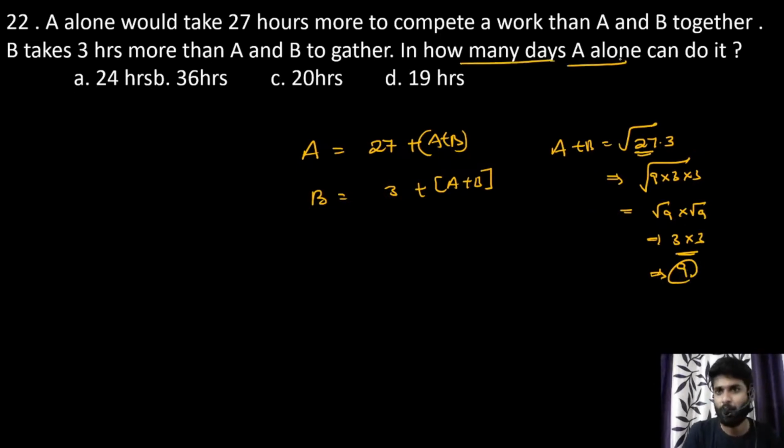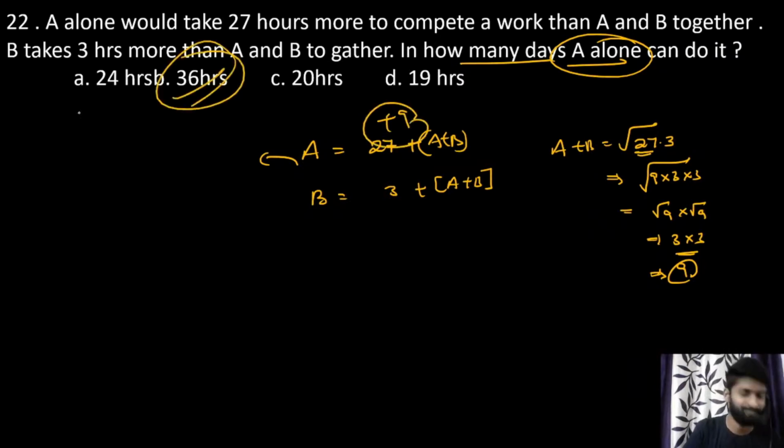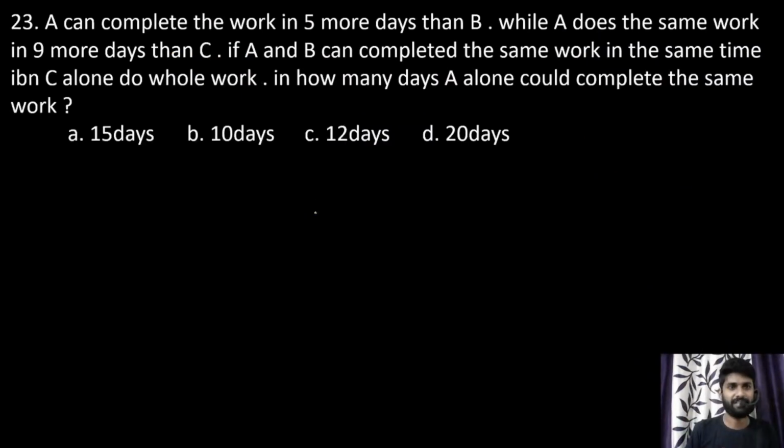Then what is your answer? In how many days can A alone do it? A alone can do it means 27 plus 9. The value becomes 36. Same question. Observe, guys, there is a comparison.